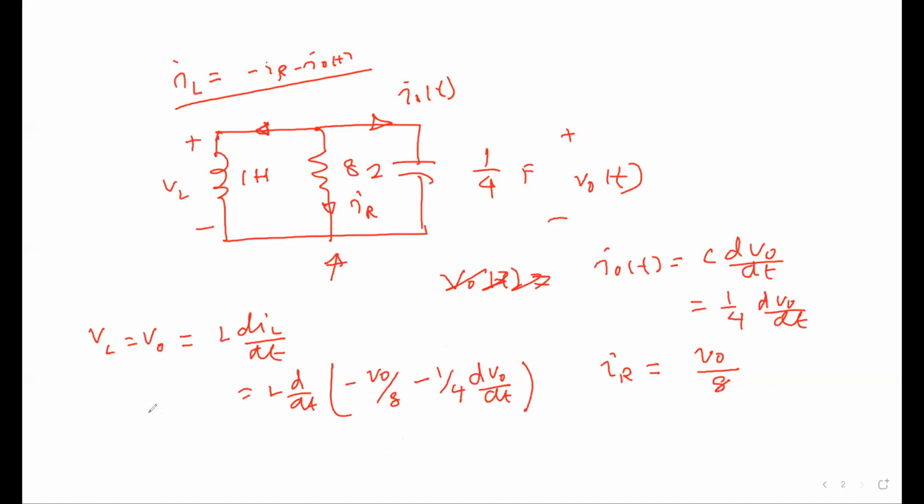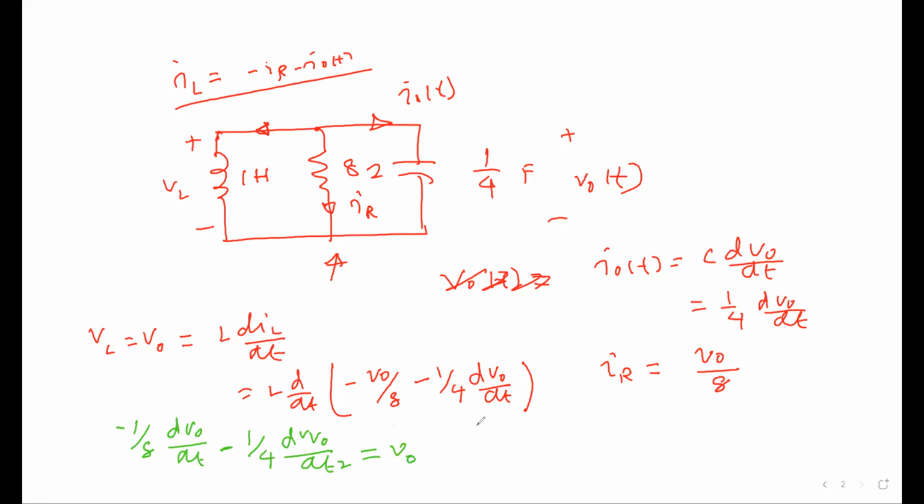Then your equation is transferred into what form? Your L equal to 1 Henry. So this will be equal to minus 1 by 8 dV0 by dt minus 1 divided by 4 d2V0 divided by dt2 is equal to V0, isn't it? Yes, sir.